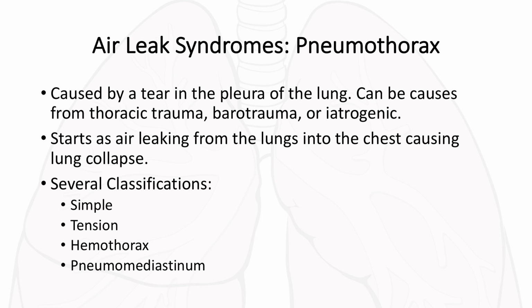This is caused by a tear in the pleura of the lung, which can be caused from thoracic trauma, barotrauma, so given too much tidal volume or too much pressure through mechanical ventilation, or iatrogenic, which is caused by particular pathologies within the body. So it'll start as air leaking from the lungs into the chest, causing a lung collapse. Several classifications include the pneumothorax or simple, tension pneumothorax, hemothorax, and a pneumomediastinum.